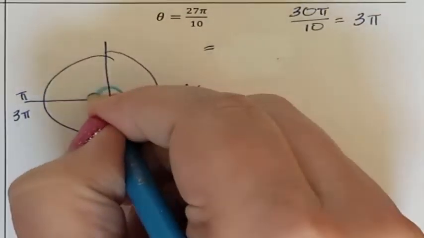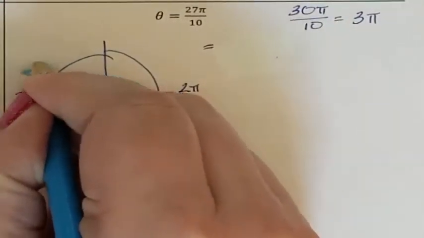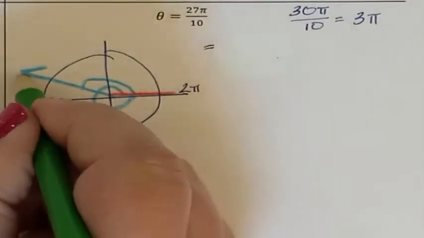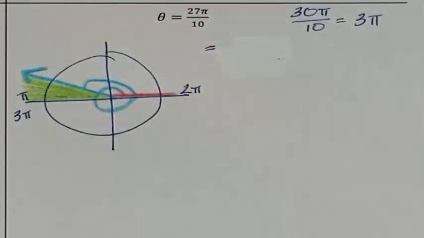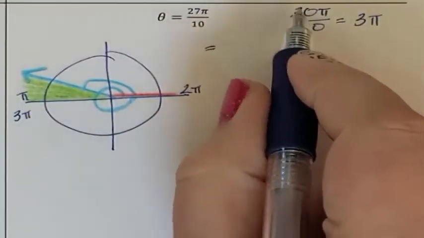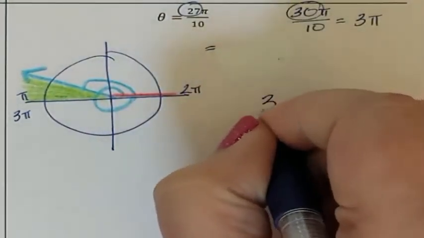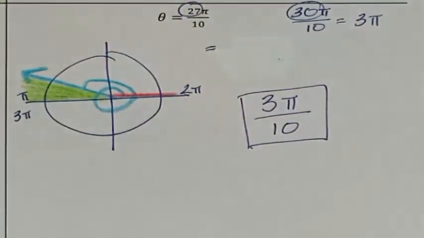I am not there, but I am very close to 3 pi. So I went all the way around, and then I stopped right here. I didn't quite make it to 3 pi. If I had made it to 3 pi, that is my reference angle. Remember, 3 pi was the 30 tenths. So how far off am I from the 30? I was 3 of those tenths of pi off from making it to my full 3 pi.